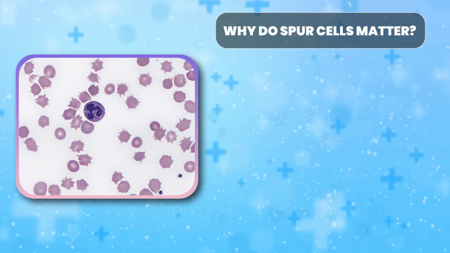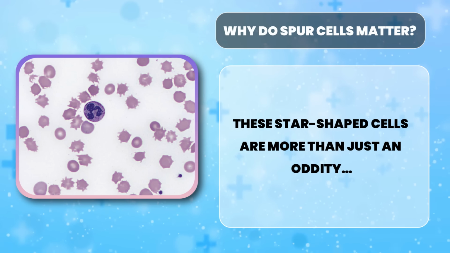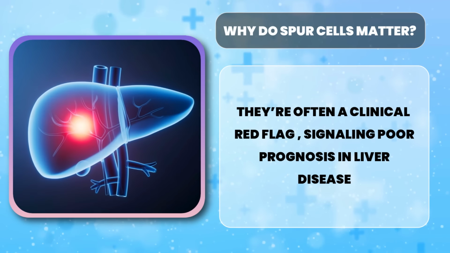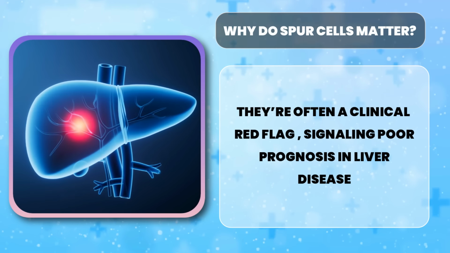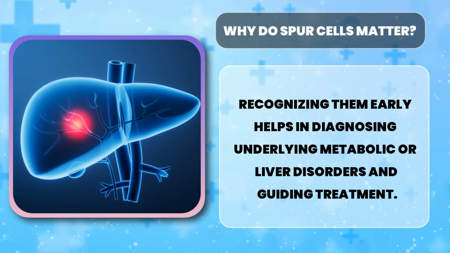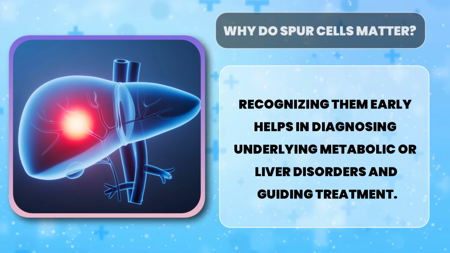Why do Spur cells matter? These star-shaped cells are more than just an oddity. They're often a clinical red flag, signaling poor prognosis in liver disease. Recognizing them early helps in diagnosing underlying metabolic or liver disorders and guiding treatment.